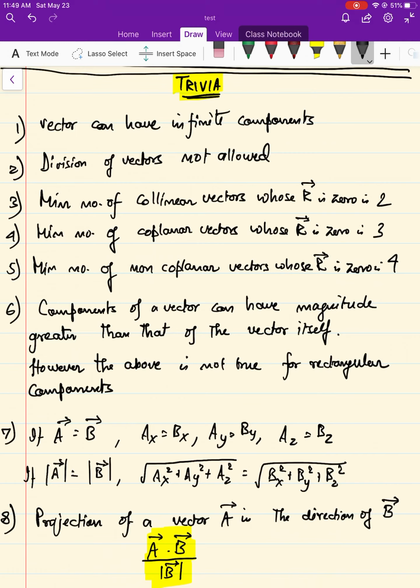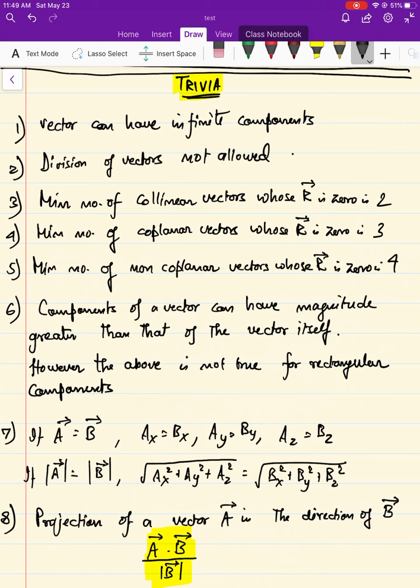A vector can have infinite components. A vector can be resolved into as many components as it can, and we need not always stick to the rectangular system of coordinates. For your problems in the book, you will be given numericals which obey the rectangular system of coordinates because it is easier to solve in a calculator or with paper and pencil, or it's easier to visualize. But in general, a vector can have infinite components.